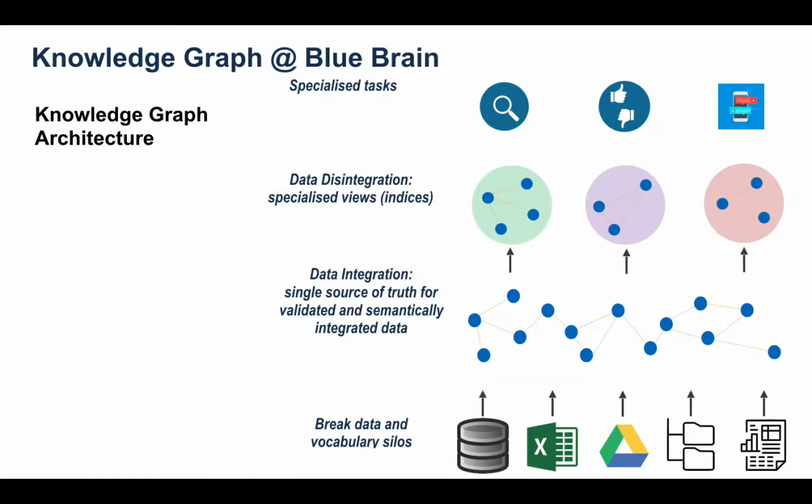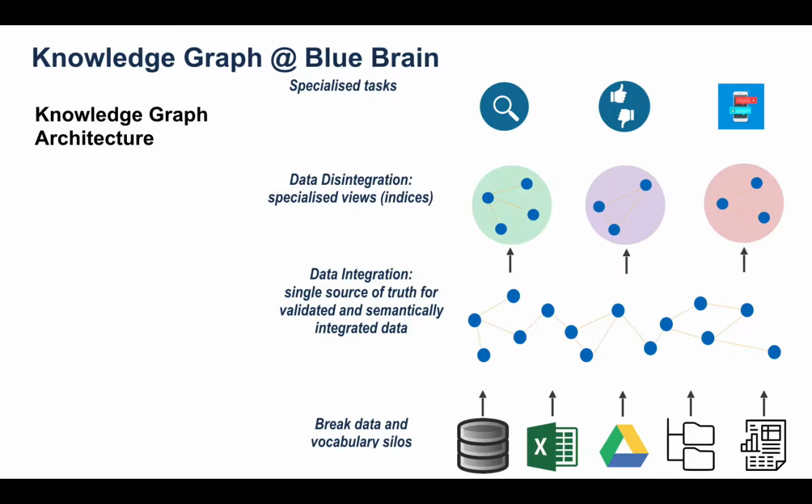To do that, we needed a knowledge graph because it offers a set of capabilities. First of all, it breaks data and vocabulary silos. We are 130 people with completely different skills, cross-disciplinary: computer scientists, mathematicians, physicists, biologists, neuroscientists. They deal with data at completely different scales, etc. We wanted something that could help us organize the data and have a 360-degree view on the assets of the organization, the research data.